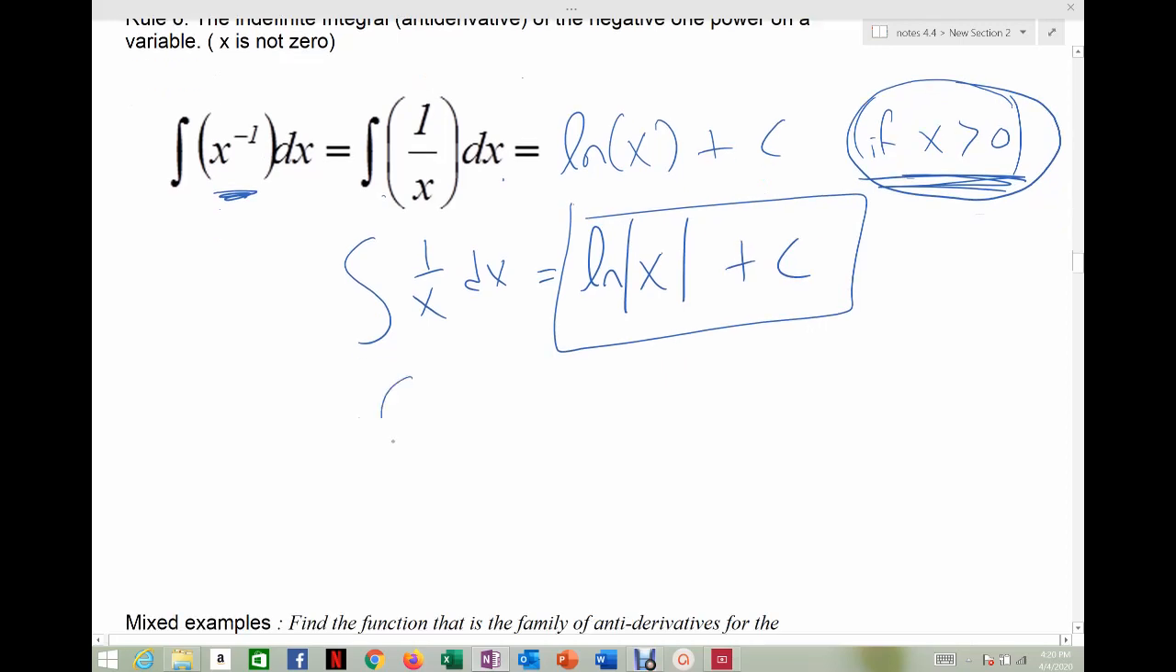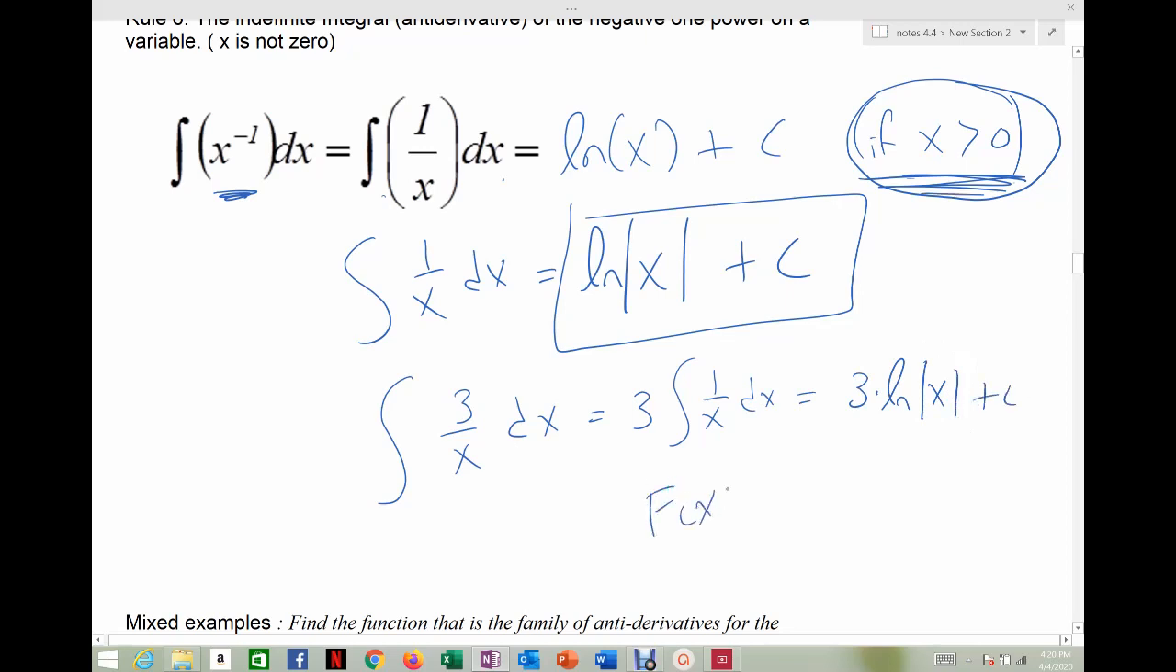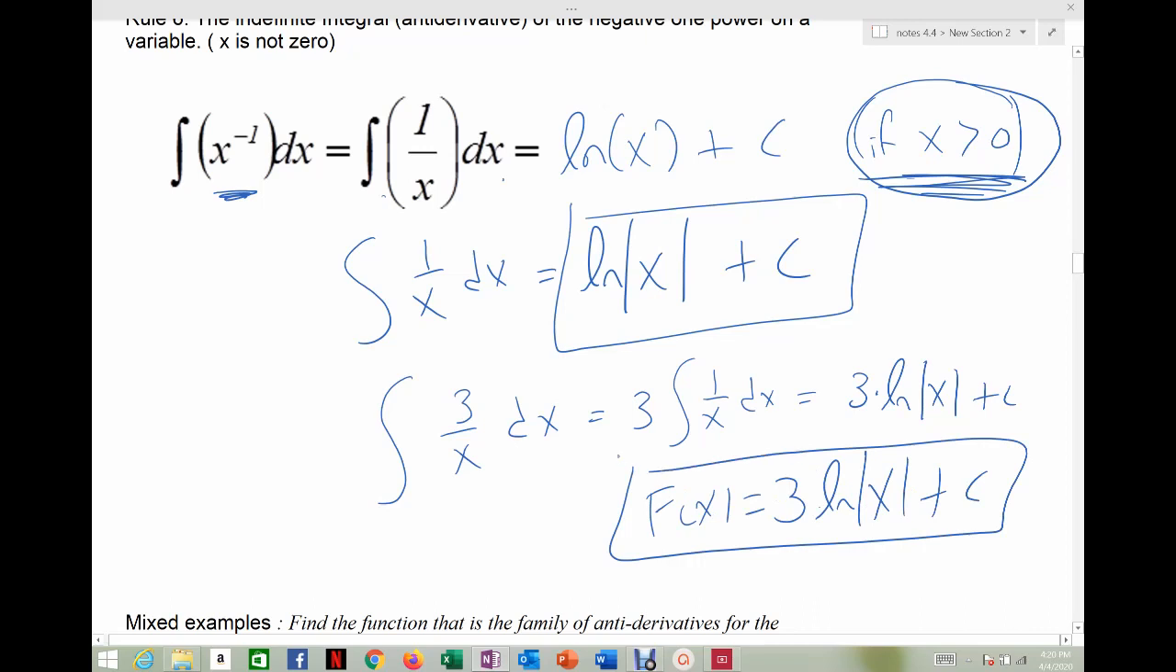An example would be, suppose I had 3 over x. Well, 3 is just a constant, right? If I wanted to, I could pull that 3 outside, and I'm left with 1 over x. And so it's going to be 3 times the natural log of the absolute value of x, because I don't want to have to write the if x is positive statement. And so there would be my family of antiderivatives that would work: 3 times the natural log of the absolute value of x plus c.